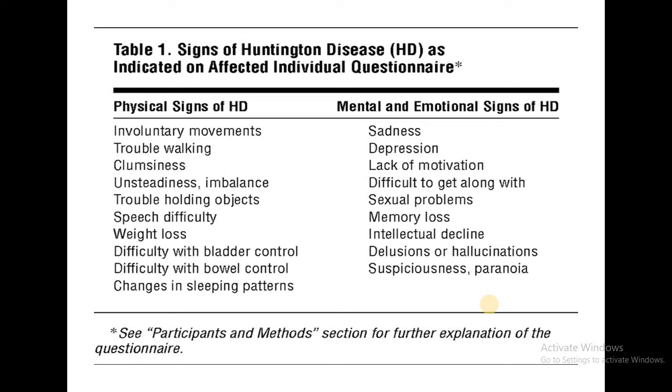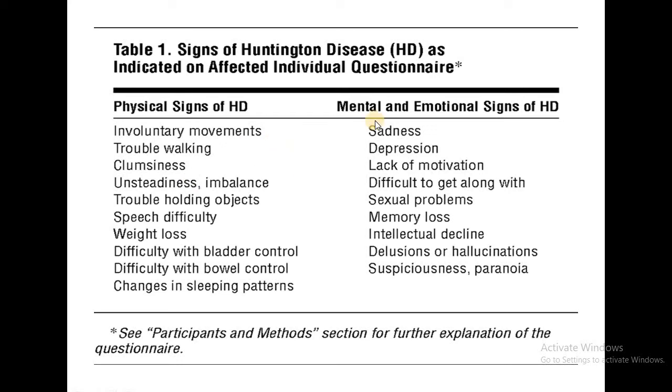The signs of Huntington disease are indicated on the affected individual. These are the physical signs of Huntington disease, and this is the mental and emotional signs. The involuntary movement, trouble in walking, clumsiness, unsteadiness, imbalance, trouble holding objects and speech difficulty, weight loss, difficulty with bladder control and bowel control, and changes in sleeping pattern. These are related to the physical signs of Huntington disease.